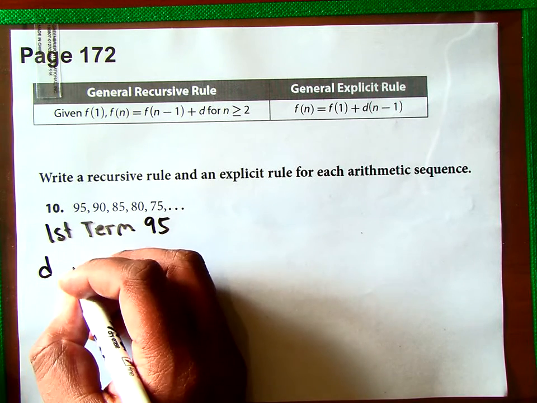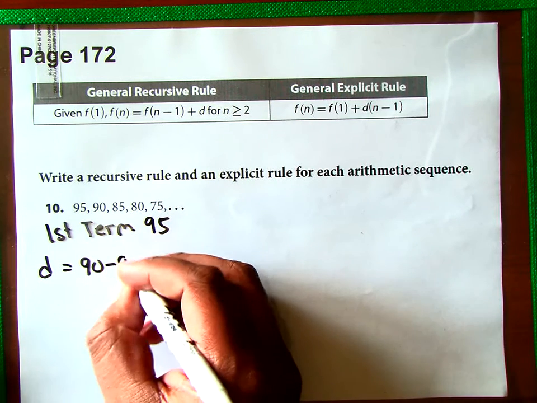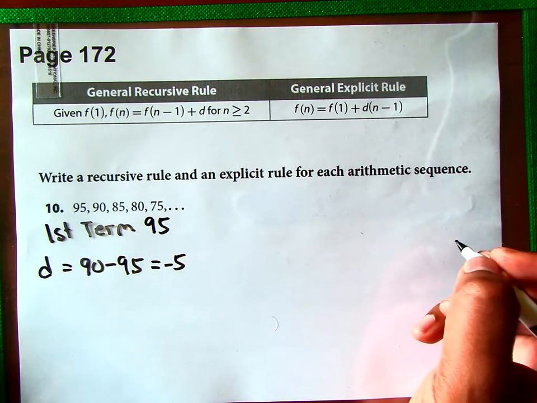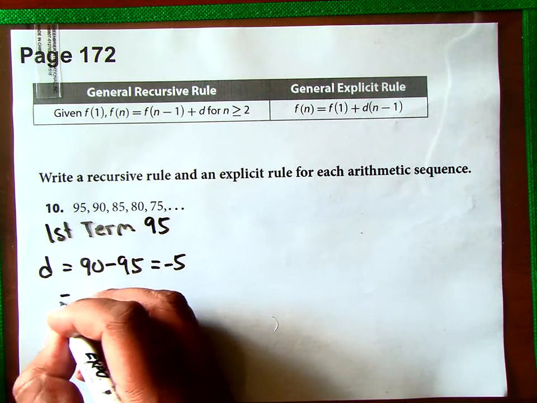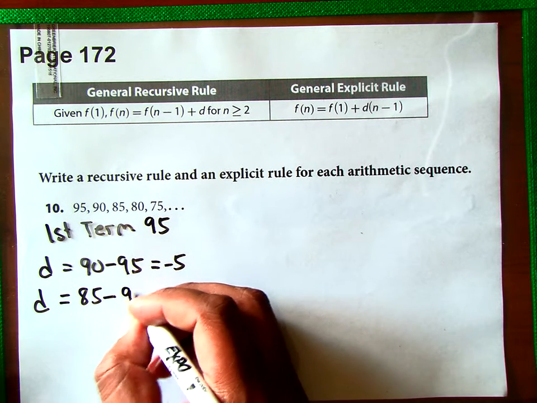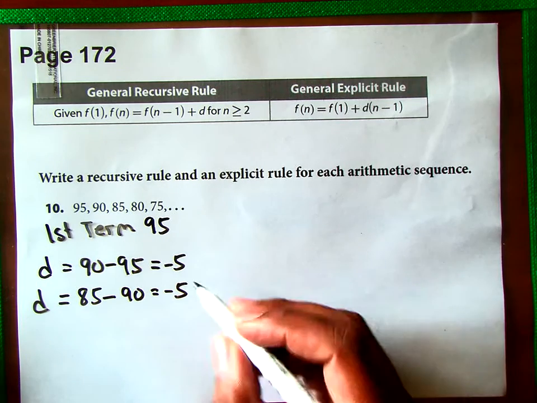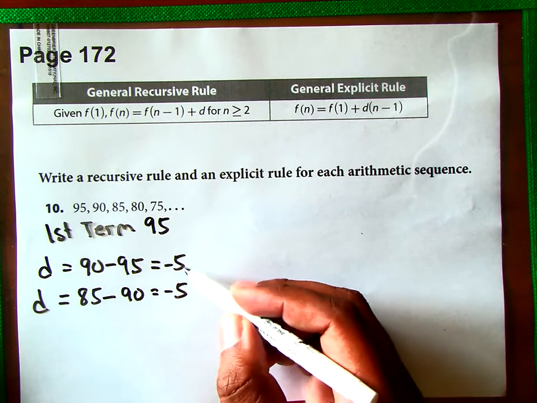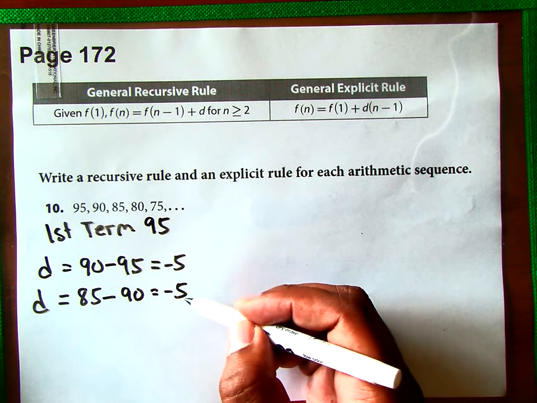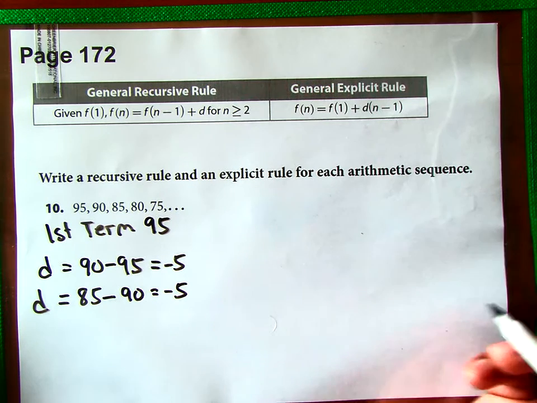So I got d, it's going to be equal to 90 minus 95, and that's going to be equal to negative 5. Just to double check, we'll do 85 minus 90, and that's equal to negative 5. And this should be the same both times. If you don't have this the same, then it's not a common difference, which means it's not an arithmetic sequence. So always make sure these are exactly the same.